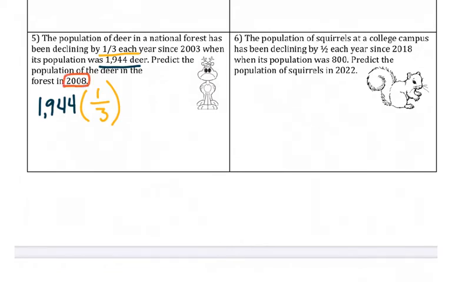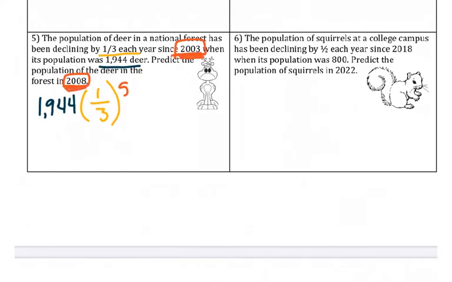Well, we need to figure out the years here. So if we have 2008 and we're looking since 2003, we're going to do 2008 minus 2003 and end up with 5 years. So it wants to know how many deer are there after 5 years. That's how much time has passed from the start, which was 2003, till now, which is 2008.